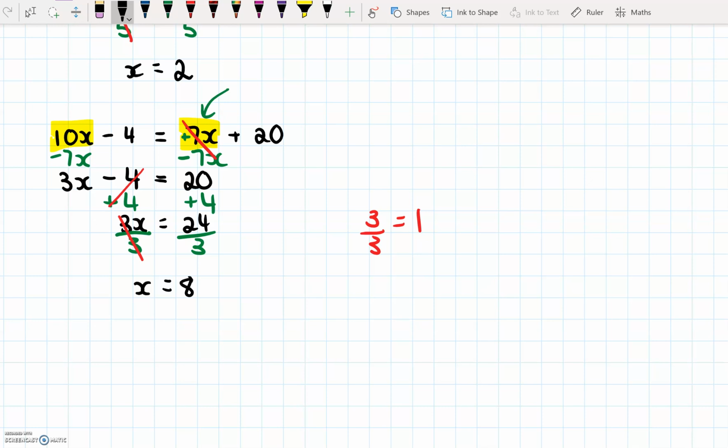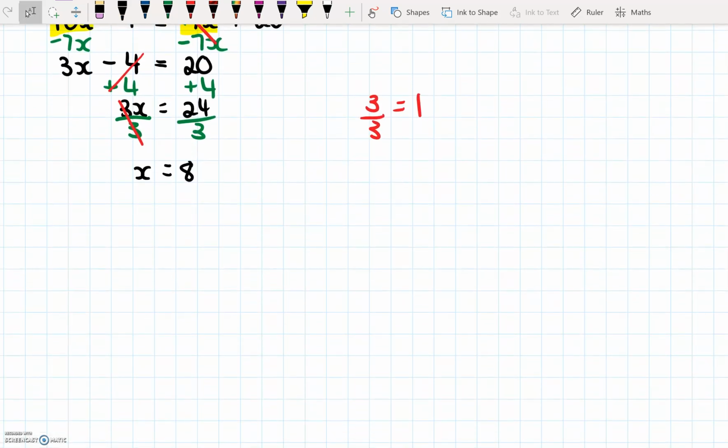We might just do one more example just to finish it off. So again, I'll just use an example in the book because it's easy. So let's go 5x plus 8 is equal to minus 3x plus 24.